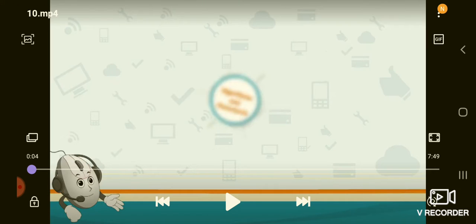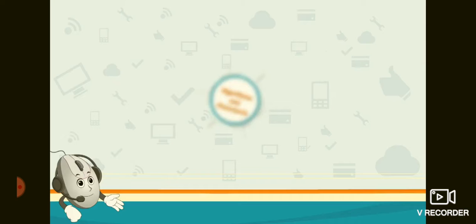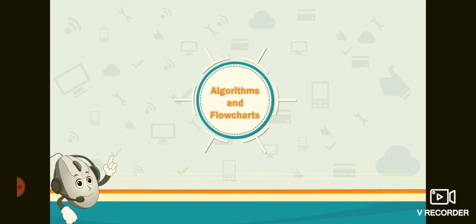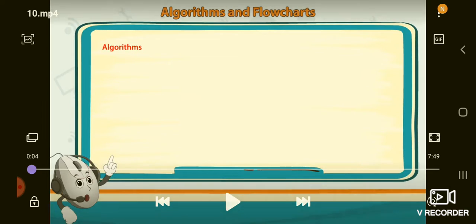Good morning, students. Today we are going to start your new chapter, that is flowchart and algorithms. What is a flowchart and algorithm in computer language?